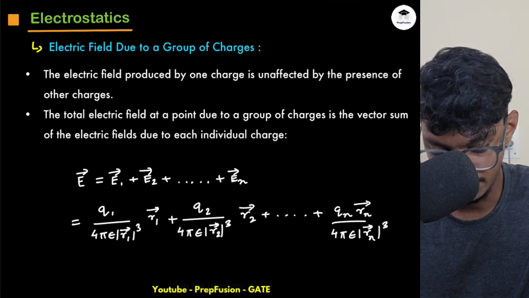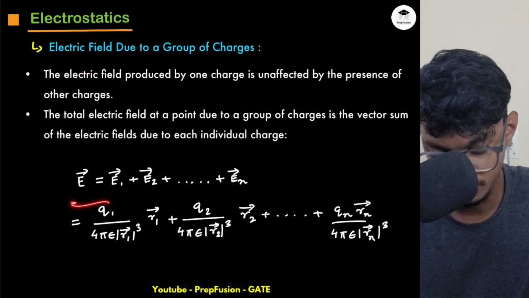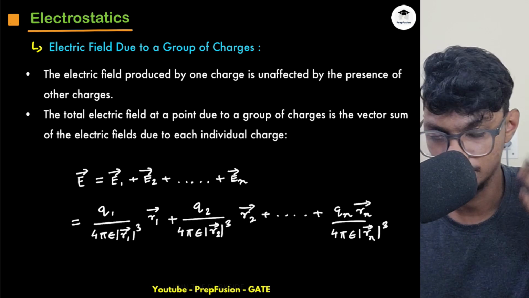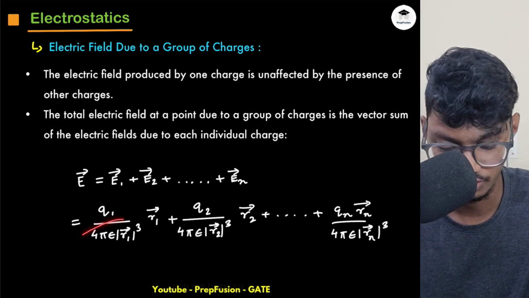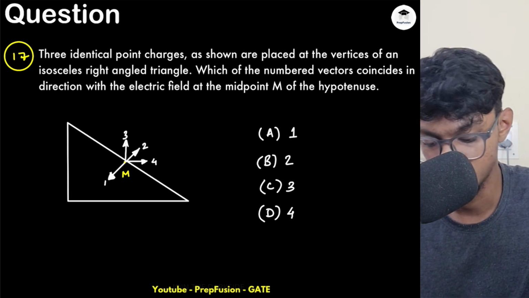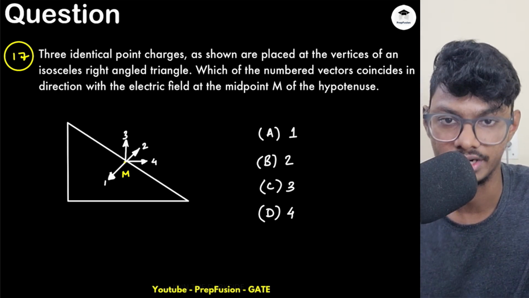Now electric field due to a group of charges will simply follow superposition, just same as the force concept. Nothing to explain over here. It will be simply a vector sum, not a scalar sum. Electric field intensity is a vector quantity.